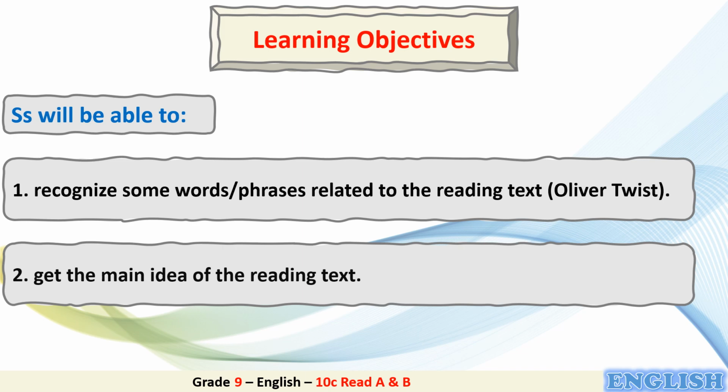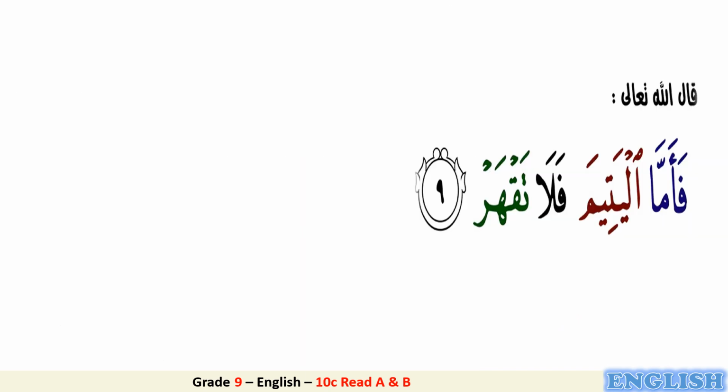As usual, my students, let's start with the learning objectives. Students will be able to: 1. Recognize some words or phrases related to the reading text Oliver Twist. 2. Get the main idea of the reading text. Here we are going to recognize some words or phrases related to the reading text.